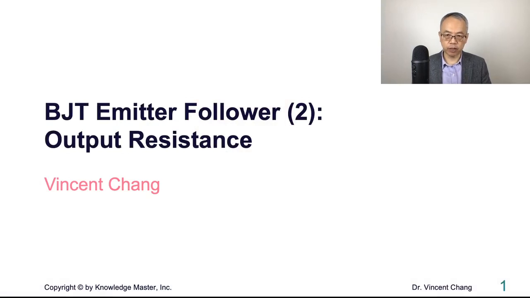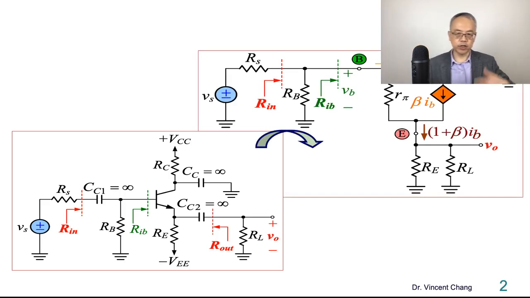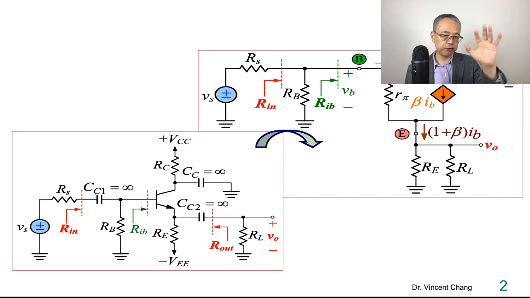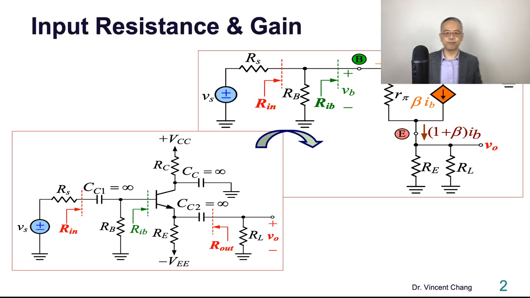So today we're going to continue our learning around the emitter follower, small signal analysis for the emitter follower. BJT emitter follower, part 2, output resistance. In the previous lecture, we have analyzed the first two parameters of the emitter follower, input resistance and the voltage gain.